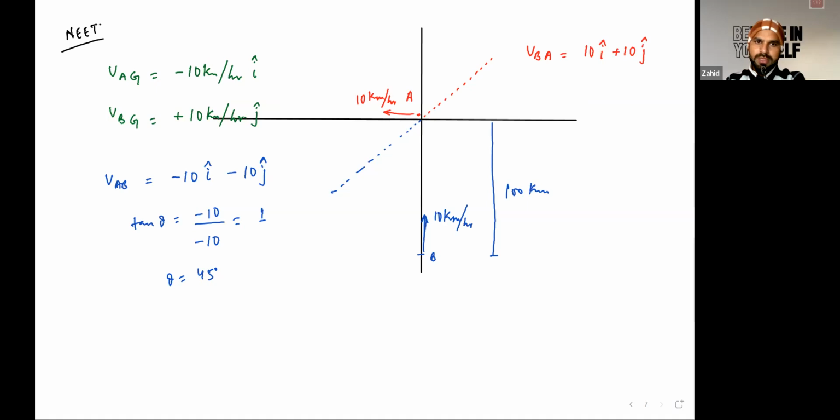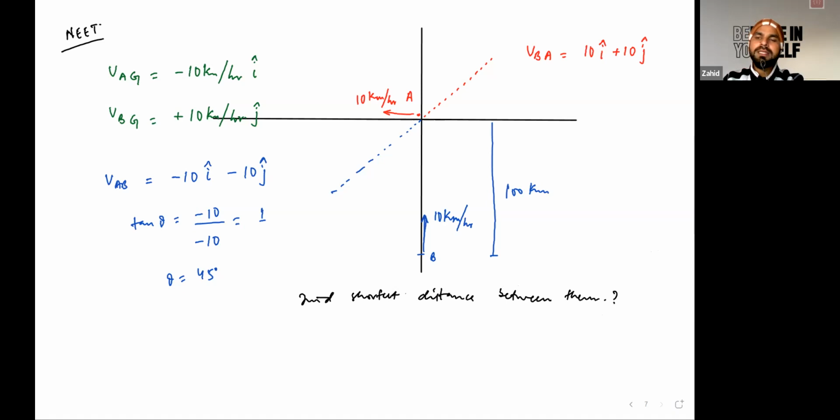There will be a third problem related to this: to calculate at what time the separation between A and B will be shortest or minimum. So find the shortest distance between them. Let me explain how to approach this part.